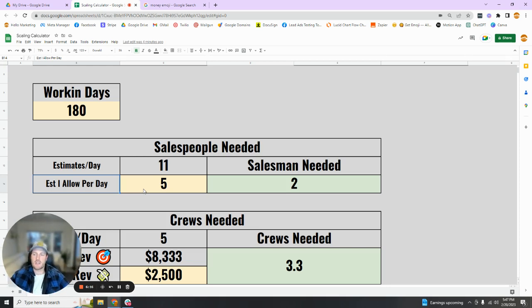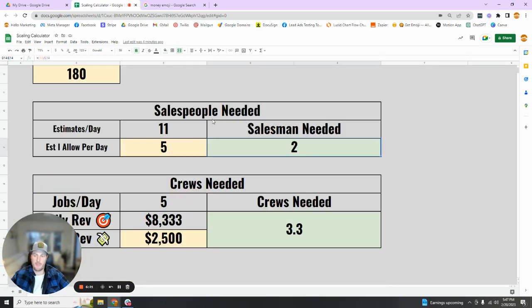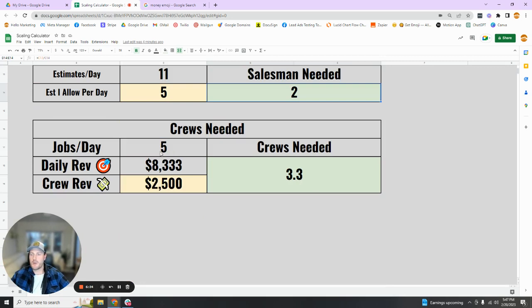So now this tells me that I actually am going to need 2 sales guys. So now I know how many people I need. Now we're going to go down to crews. Based on the numbers, we're going to have to do 5 jobs a day. This is our daily revenue. We're going to have to do $8,333 a day. This number here is how much revenue your crew can complete on a normal average day. So I put in $2,500 here, and this spit out that I need 3.3 crews. That gives you an idea of how many crews, how many trucks you need on the road, etc.